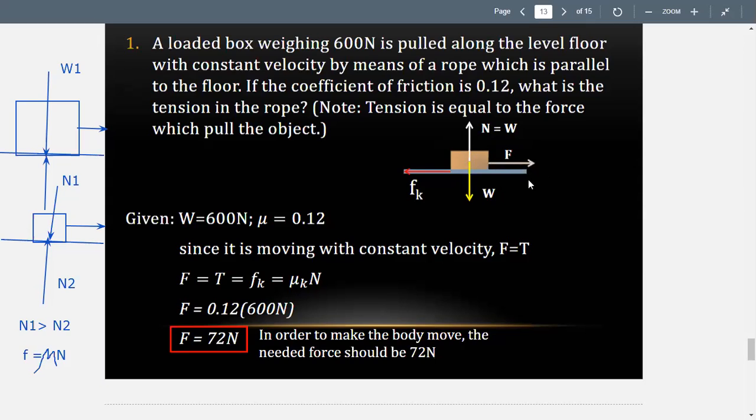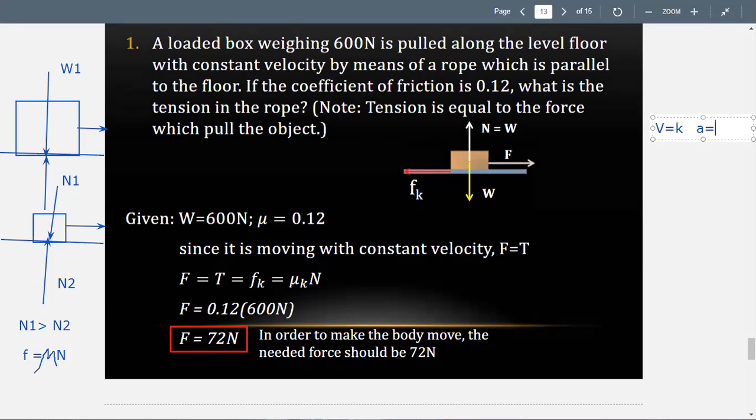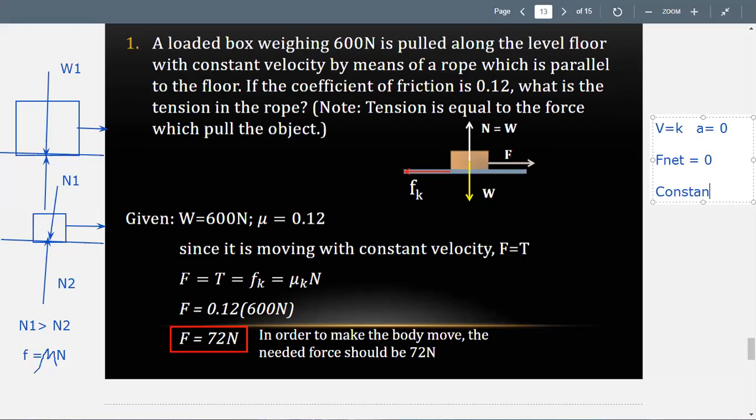The words constant velocity there tell us that this is moving in uniform motion, which is a crucial concept. If it's moving in uniform motion, so if v is constant, then its acceleration is equal to 0. According to Newton's second law, net force is mass times acceleration, so if a is 0, then the net force will also be 0. This is what happens when we are dealing with a body that is traveling in uniform motion.